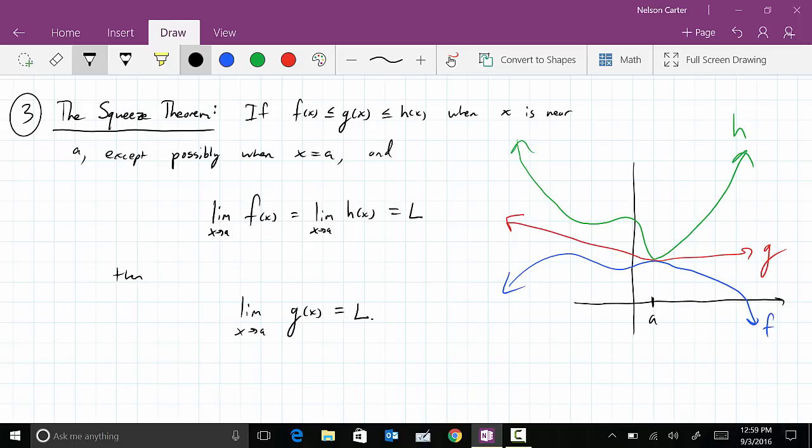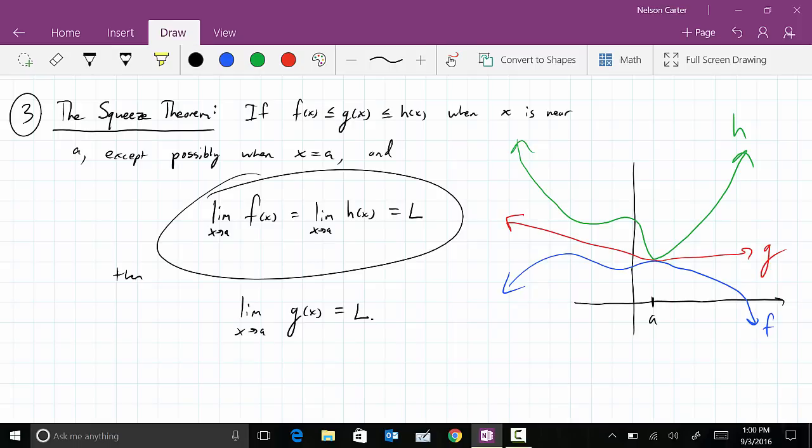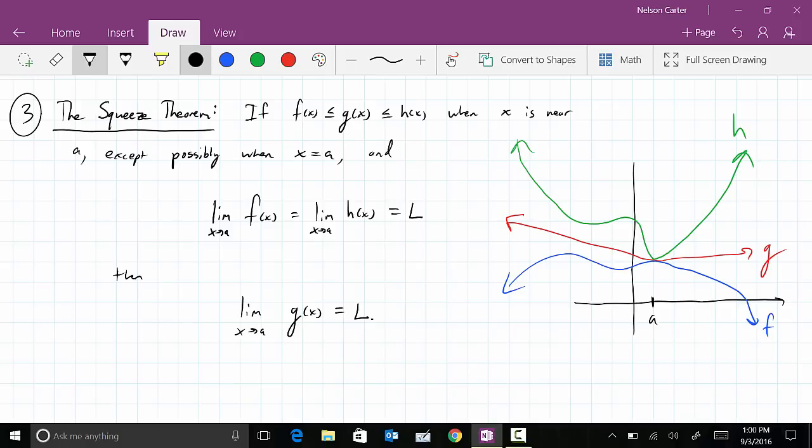Now it could be that they're all equal, because it looks like when x is equal to a here they're all kind of equal. But regardless, equal is okay. The bottom line is h is always on top, g is always in the middle, and f is always on bottom. And if the limit as x approaches a of f of x is equal to the limit as x approaches a of h of x, then the middle function will get squeezed to also become that value.